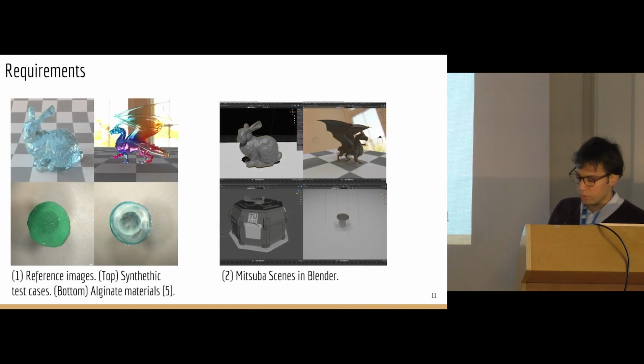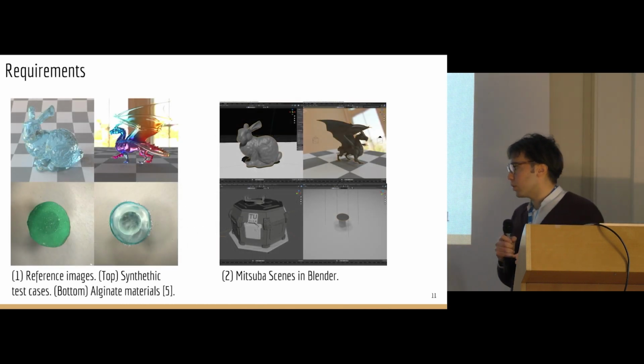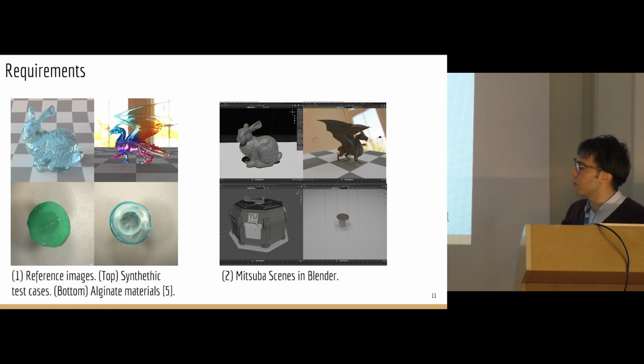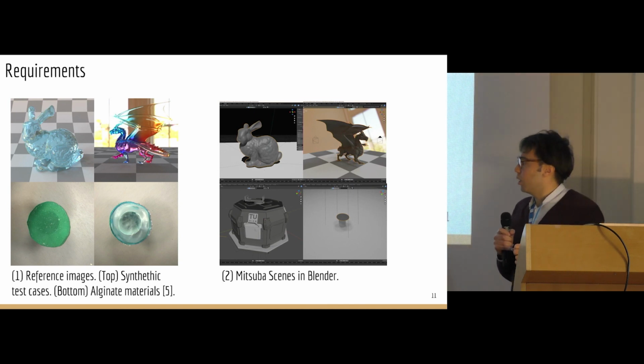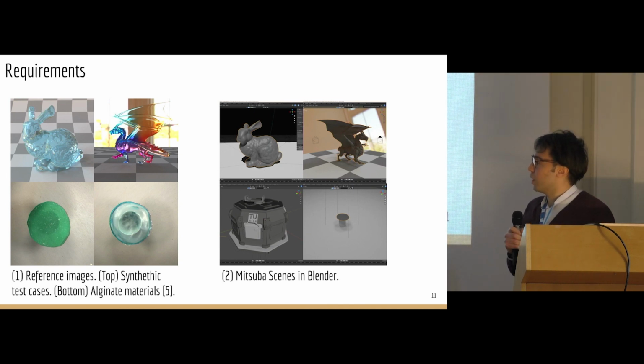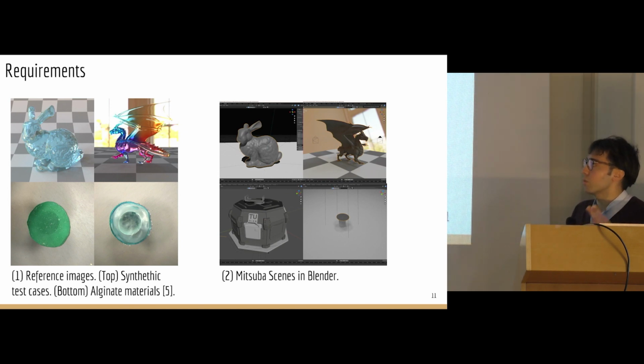So for our tool, we need two specific requirements. On the left, you can see the first requirement, which is a set of reference images. On the top, you can see the synthetic test cases. And on the bottom, the real-world alginate material, which was provided to us. We photographed this real-world alginate material in a texture box. You can see the virtual version of that on the right-hand side, which brings me to the second requirement. This is really important.